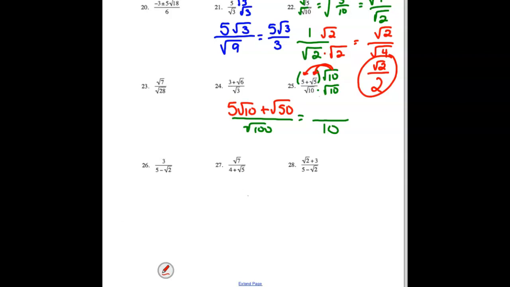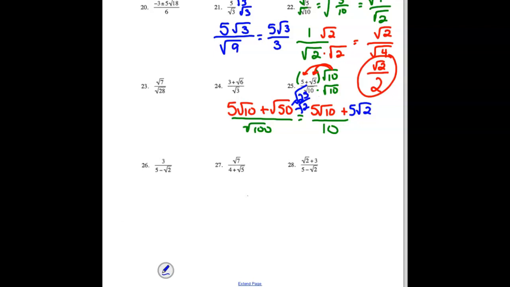Now let's try to break down our square roots. There is nothing perfect in a 10, so we're still going to be left with 5 root 10. But we can break down the square root of 50. We can think of it as 25 times 2. And the square root of 25 is 5, so we end up with 5 square roots of 2. So now we're to the point of having 5 root 10 plus 5 root 2, all divided by 10.